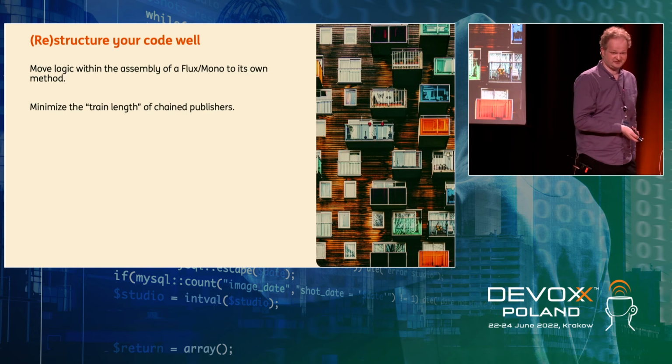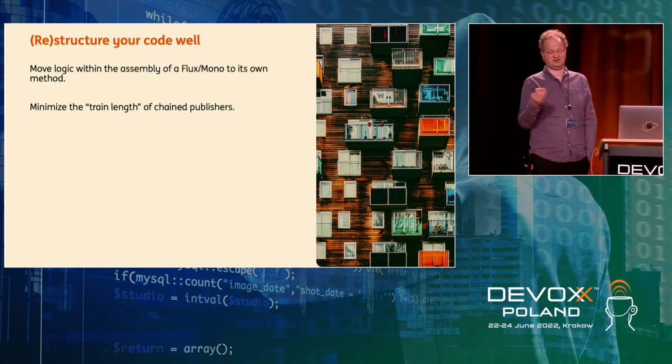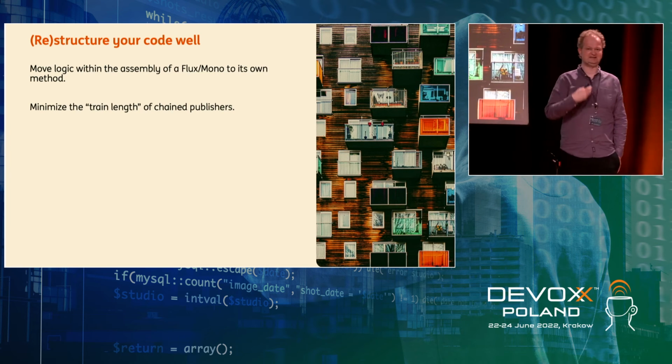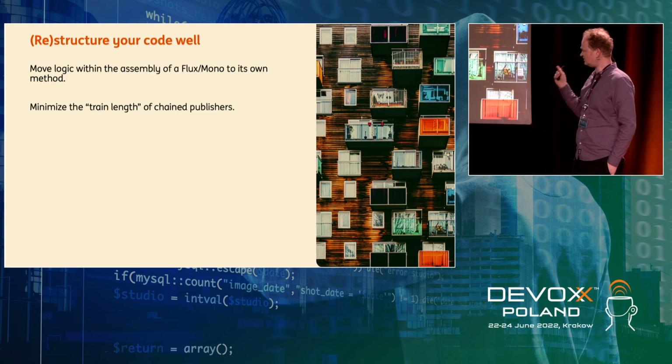And that's another part. If you do a lot of chaining, like we did, so you have a lot of monos running into a Flux, running into a mono in this case, and in the other case, a Flux comes out, stuff can become quite complex quite fast. So do try to limit the train length.